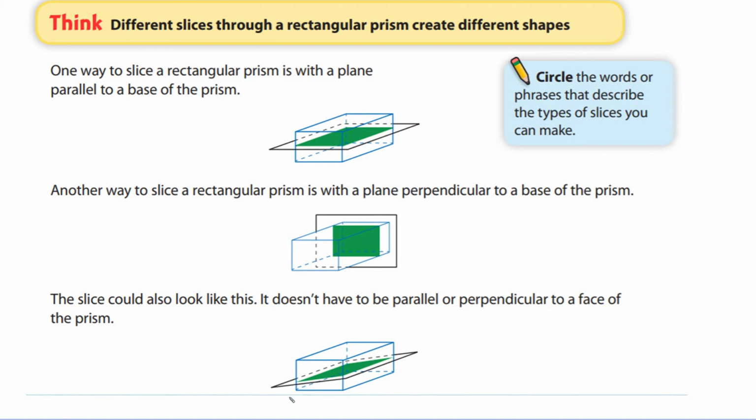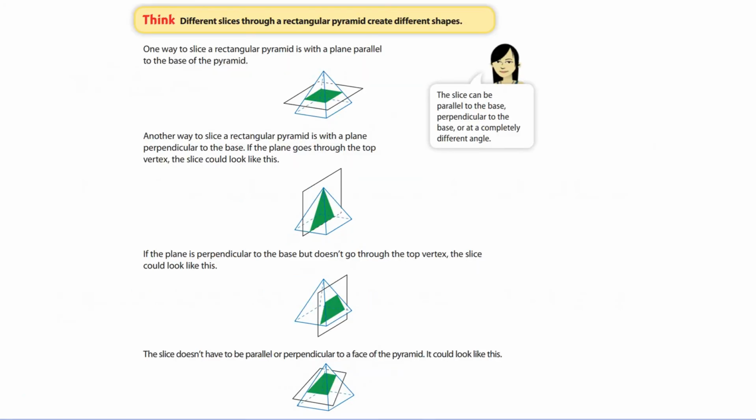The slice could also look like this. It doesn't have to be parallel or perpendicular to a face of the prism. See how it cuts at an angle, a certain angle? Think. Different slices to a rectangular pyramid create different shapes. The slice can be parallel to the base, perpendicular to the base, or a completely different angle.